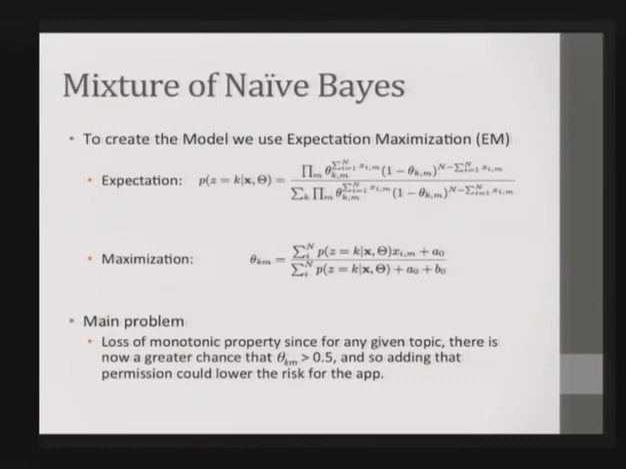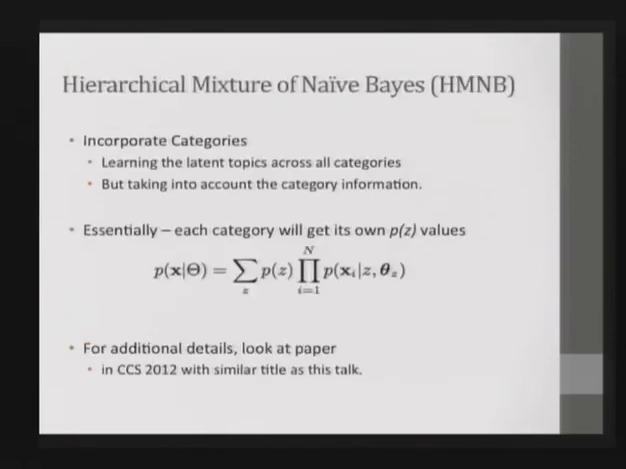So the final model that we're going to talk about is a slight tweak to this. In the previous model, we assumed all of our data was basically the same, and we learned those latent topics with the same probabilities across all the data. In this model, instead of assuming that all the data is the same, we're going to incorporate those category labels that we had talked about initially with the data. And then we're going to learn the latent topics, so we're going to learn the theta z values across all the data, but we're going to learn the probability of z's only across the categories.